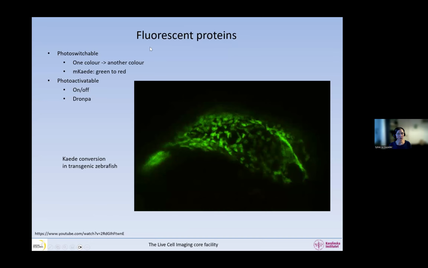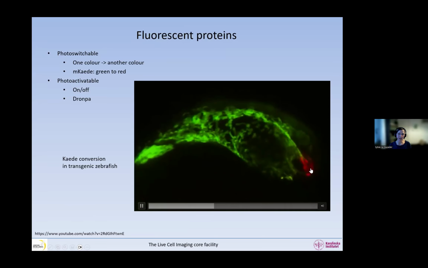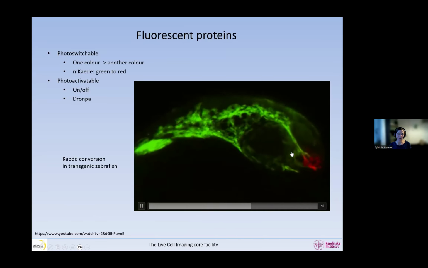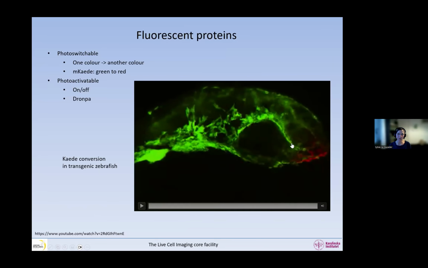So we have also specialized fluorescent proteins, for example, photo-switchable. They can go from one color to another color. This is an example of Kaede that goes from green to red. So it's green, and then when you shine some light, it turns to red. And so that means that in this live zebrafish, you could follow these cells. If they move, you could follow them throughout the fish because they are green, whereas the others are red.